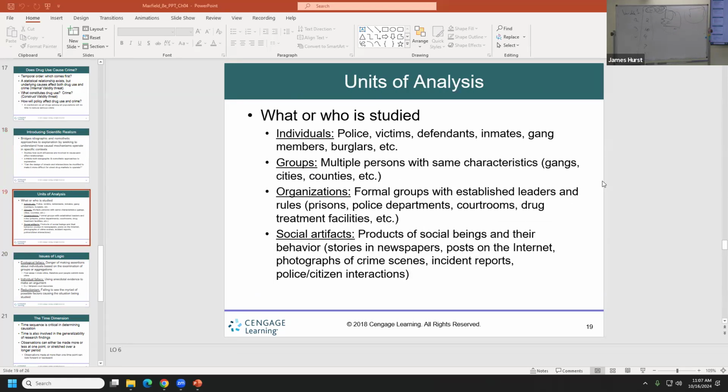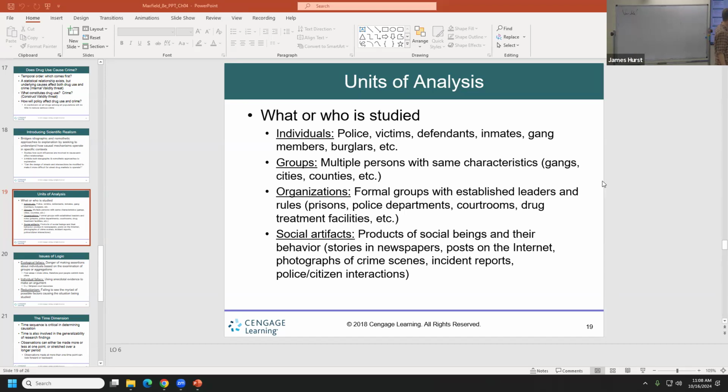Unit of analysis. This is stuff we talked about a little bit, and here I go into a little more detail. We'll go through this pretty fast. Individuals, groups, organizations, social artifacts. Basically, individuals are anything that's an individual, whether it's a record, a person, a behavior, that kind of thing.